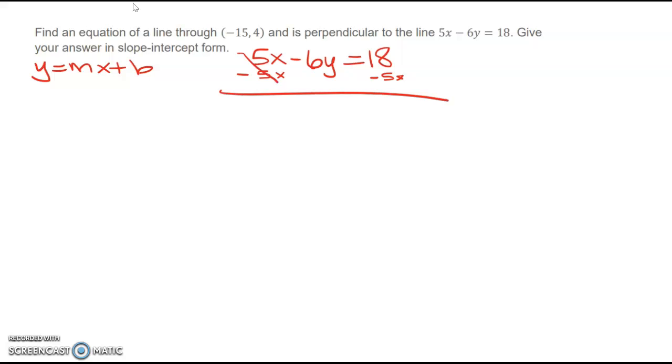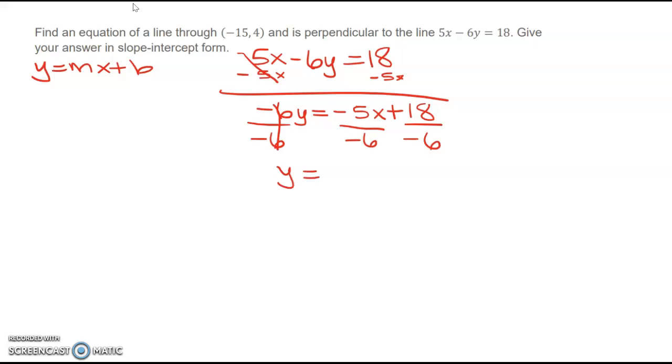We'll get a negative 6y. We want to remember that sign in front of the 6y. So negative 6y equals, now I'm going to write the 5x term first, but I'll keep the sign with it, negative 5x. 18 is positive, so I'll have plus 18. Now I need to divide by negative 6 to all three terms. So that cancels. I end up with y equals, negative divided by a negative becomes a positive, 5/6 x minus 3.